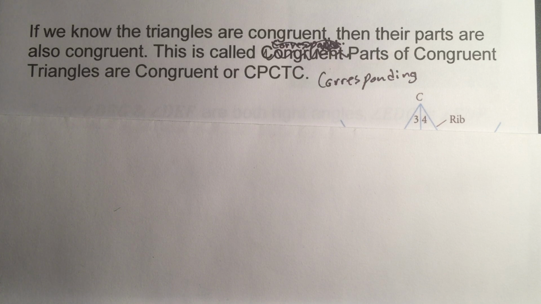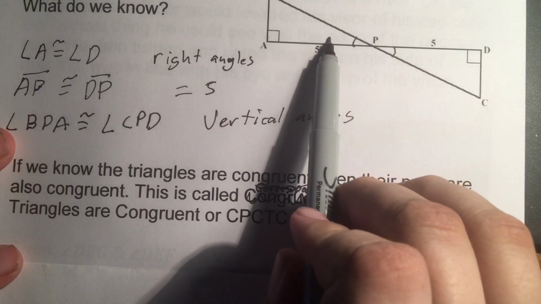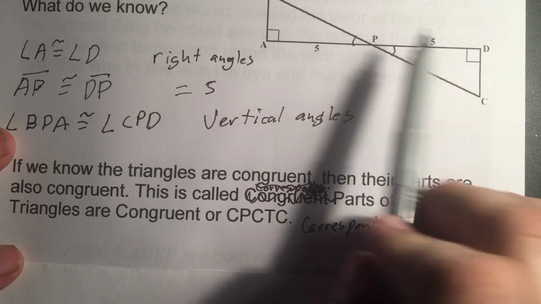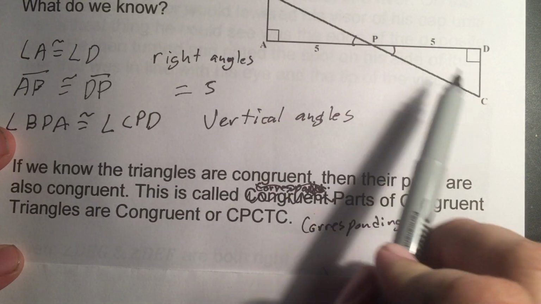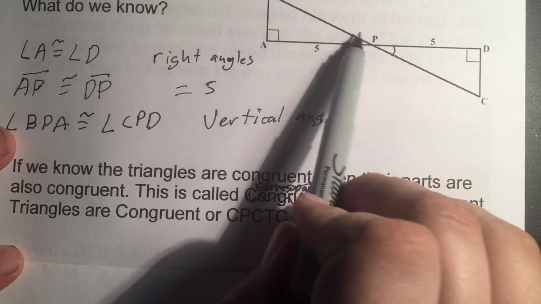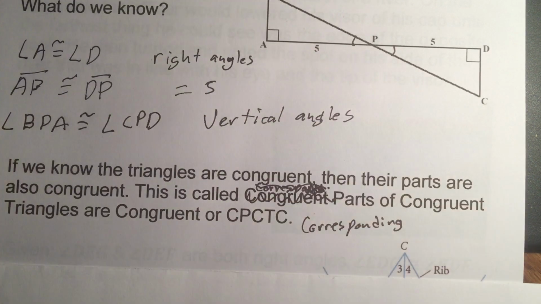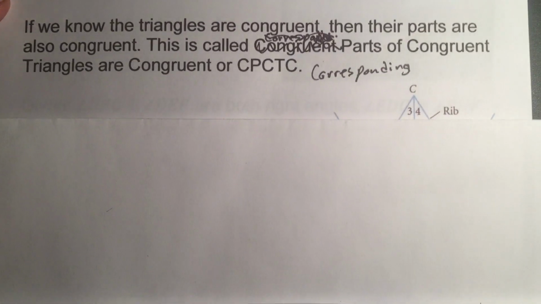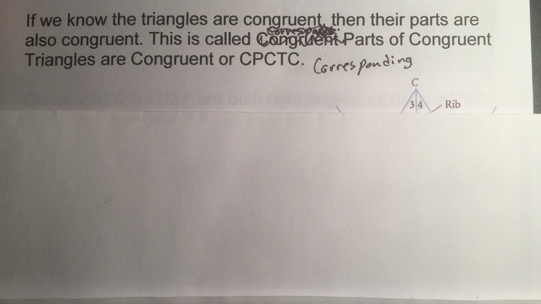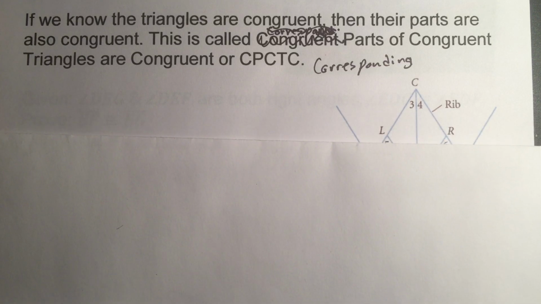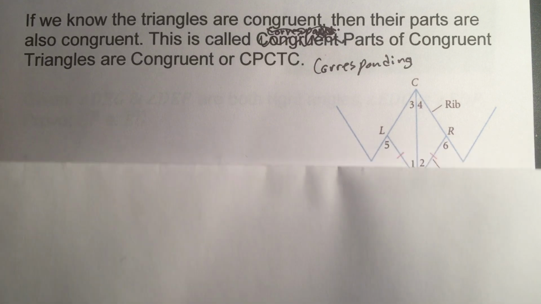So if triangle ABC is congruent to DEF, we know angle A and angle D are congruent. Those would be corresponding parts, the parts that match up. So if we look up here, A and D would be corresponding parts, B and C would be corresponding parts, this side and this side, this side and this side, this side and this side. Those are all corresponding parts. So we're going to shorten that to just CPCTC, and if you say it enough, you'll be able to do it without getting tongue-tied. CPCTC.